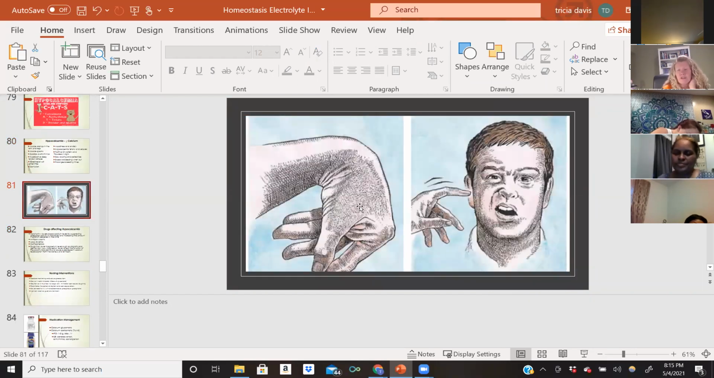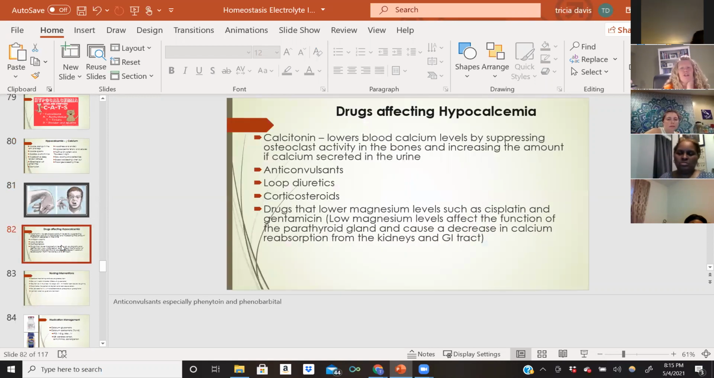So this is the Trousseau positive sign, and this is the Chvostek sign, however you say that. I know I'm saying it wrong. Sign on the right. Okay, and there's more about that in your book.